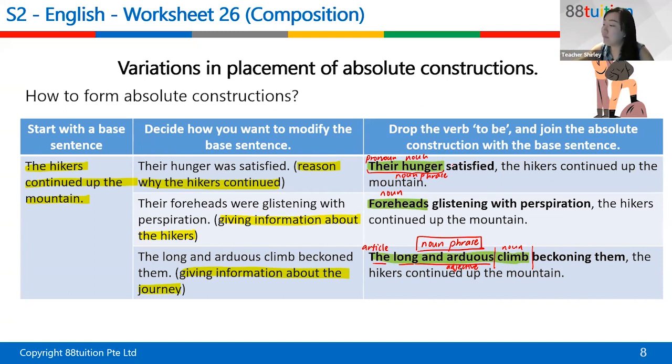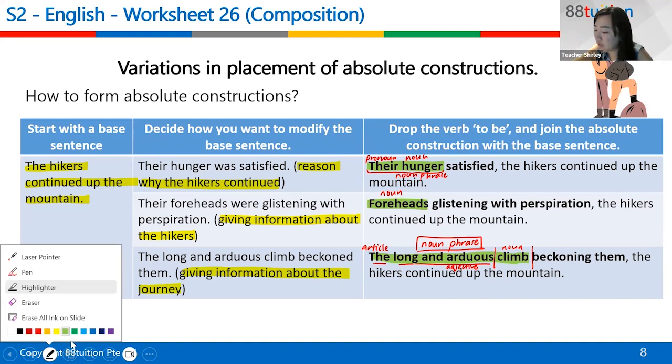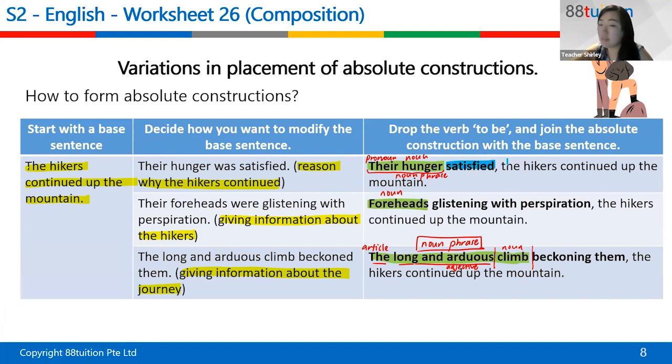Then it comes with your verb. In this first example, the verb would be satisfied, with an -ed. So, their hunger satisfied. This is your absolute construction. Then you can decide whether you want to put it at the front, at the middle, or at the end of a sentence. The reason why we're doing this is that we want to make sure you can vary your sentence structure. One of the components you'll be marked on for language is variety of sentence. So this is quite important.